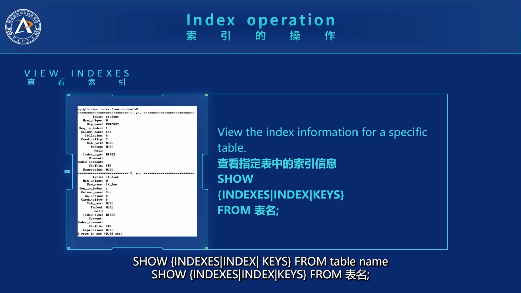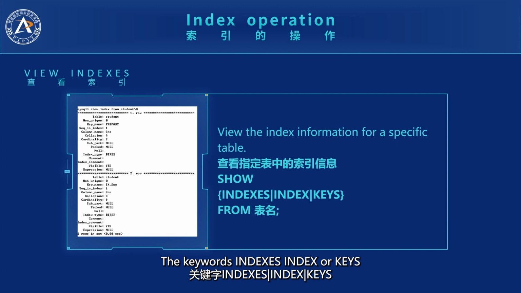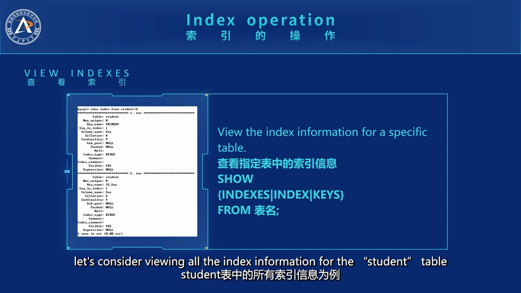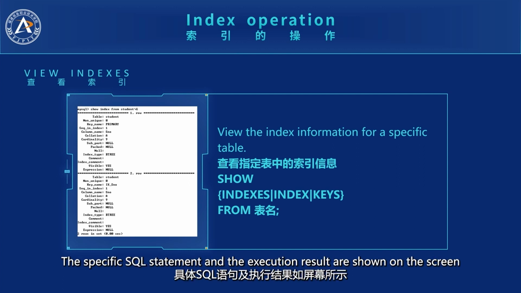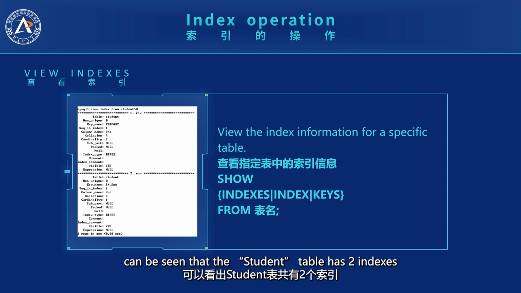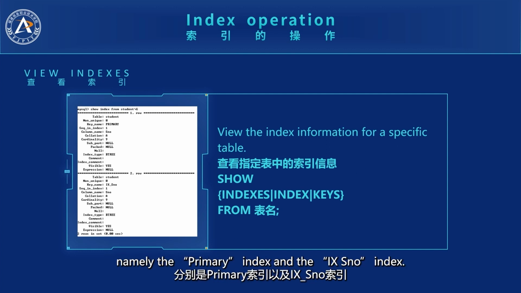To view the index information for a specific table, the statement used is show indexes | index | keys from table_name. The keywords indexes, index, or keys can be used interchangeably. As an example, let's consider viewing all the index information for the student table. The specific SQL statement and the execution result are shown on the screen.